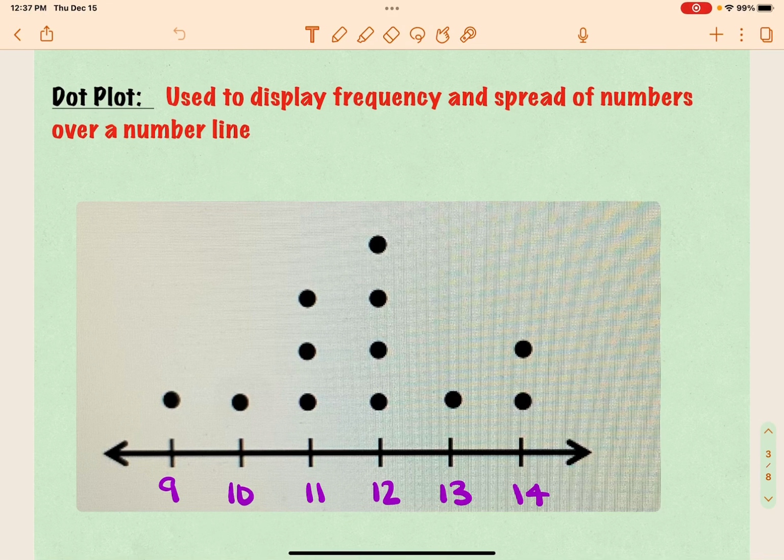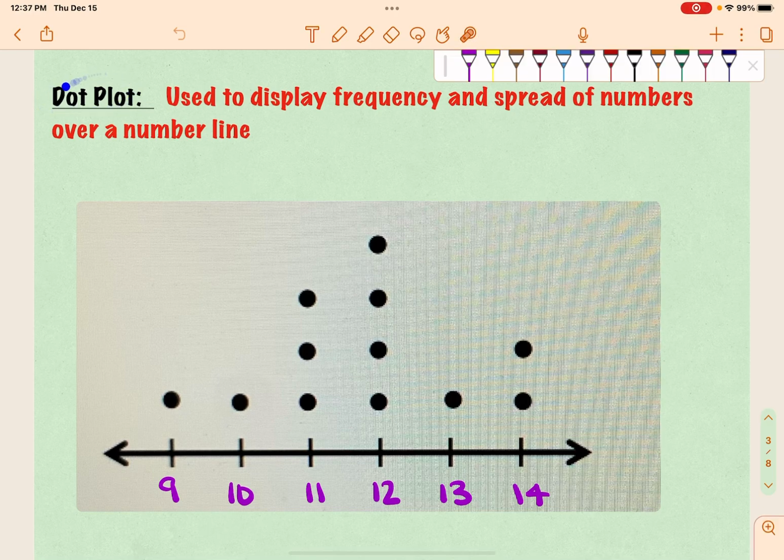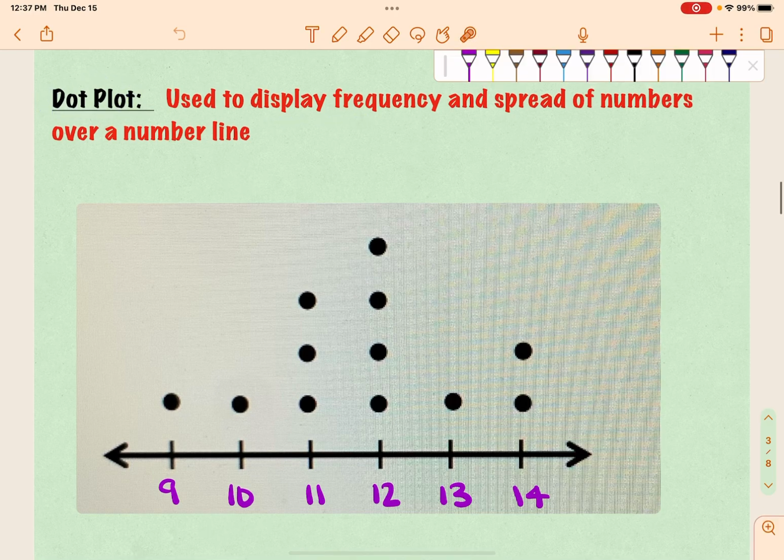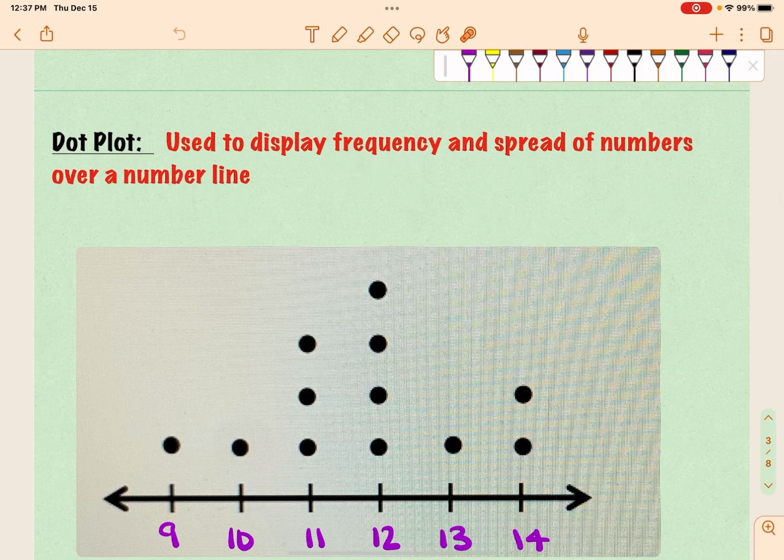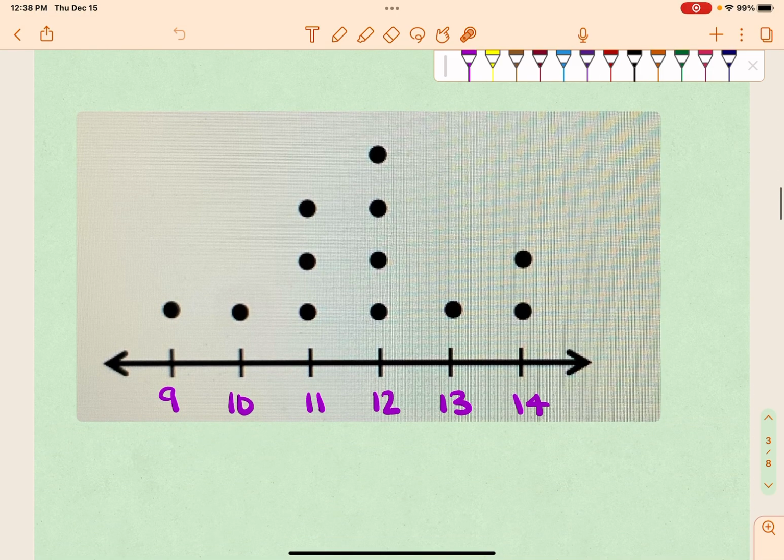Okay, we're going to spend a little time talking about dot plots. A dot plot is used to display frequency, so how many times something happens, and the spread of the numbers over the number line. So how close together they are, how grouped together they are, how they're not, being able to look at all of that. A big part with a dot plot is typically you see some kind of number line at the bottom, and then you see dots.